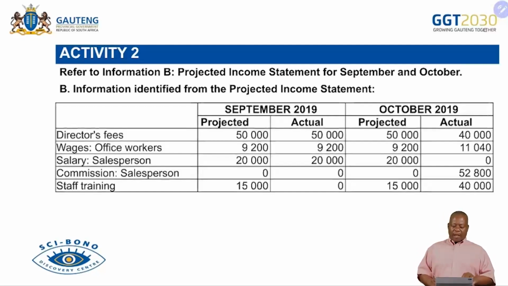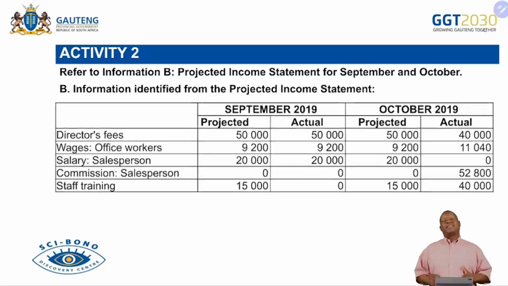Sales of the salesperson, sorry. We had budgeted 20 in September and we spent 20,000. So fair and fine. We had budgeted 20,000 in October, but we are not paying any salary anymore to the salesperson. Why? We are introducing commission. Do you know the difference between a salary and a commission? Salary, you get paid at the end of the month. Commission, it is related to the input. So you work more, you get more.